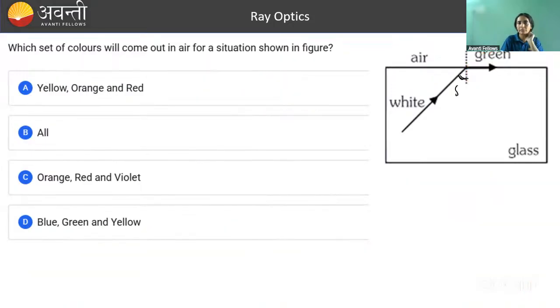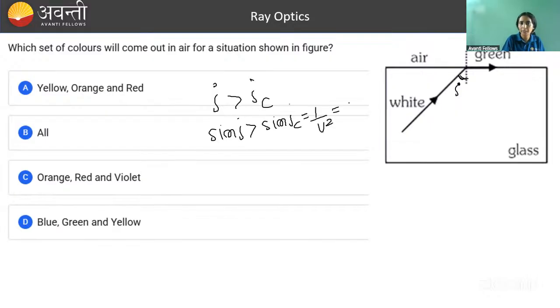This angle of incidence should be greater than the critical angle for total internal reflection. That is why I said sine i should be greater than or equal to sine i_c. And sine i_c is equal to how much? 1 by mu square, and 1 by mu square is equal to k lambda square. So sine i should be greater than k lambda square. Okay? And here it is given that this i is equal to i_c for green light.